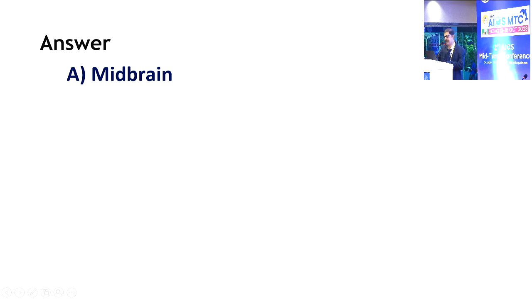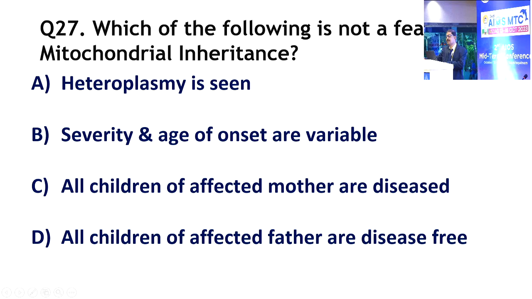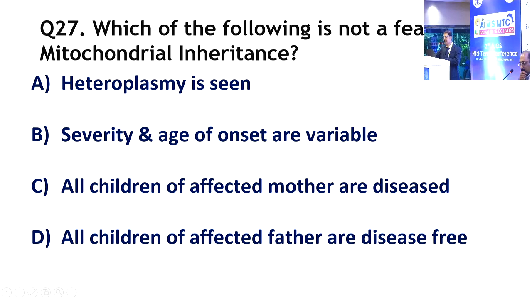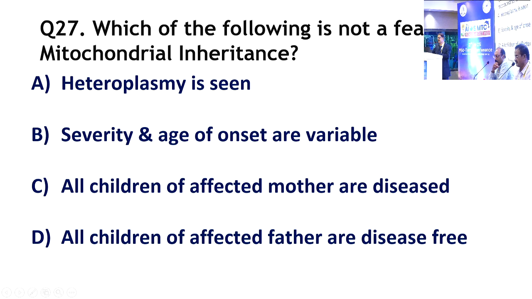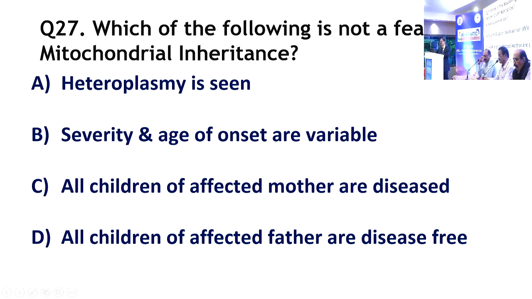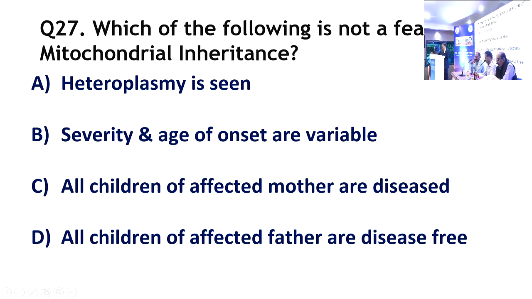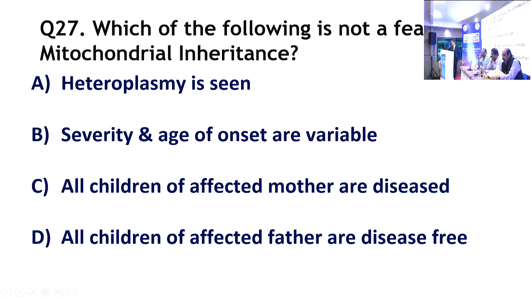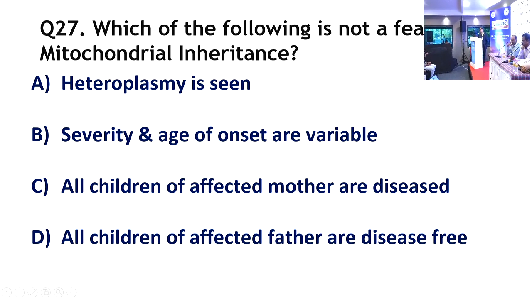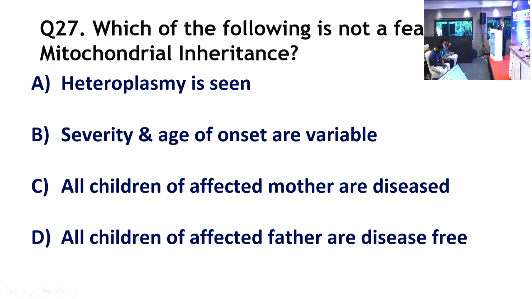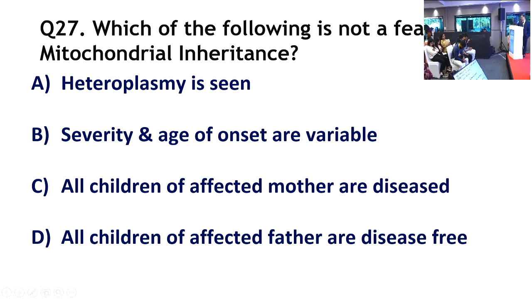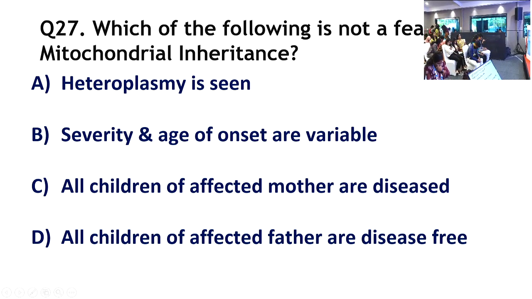And answer is A, midbrain. Question number 27. Which of the following is not a feature of mitochondrial inheritance? Look carefully at the answers. It is not seen in mitochondrial inheritance. Option A, heteroplasmy is seen. Option B, severity and age of onset are variable. Option C, all children of an affected mother are diseased. Option D, all children of an affected father are disease free.